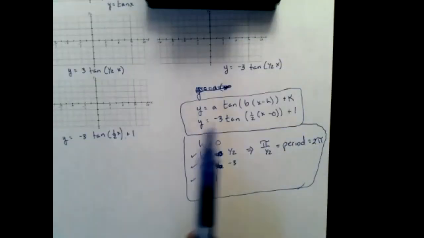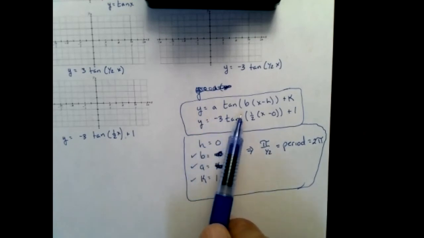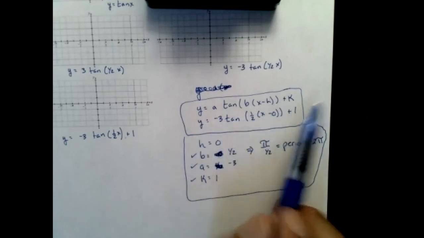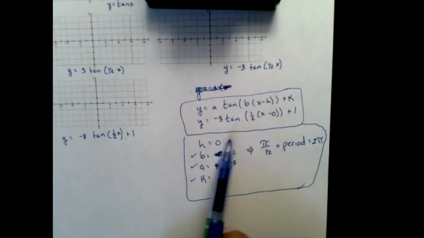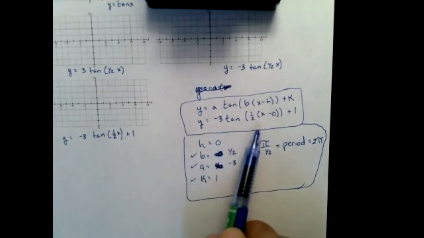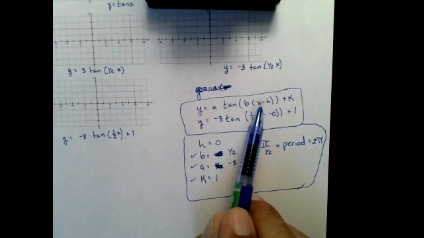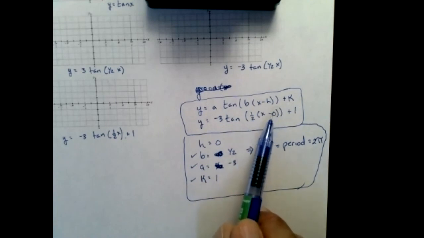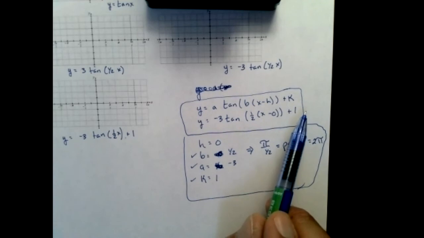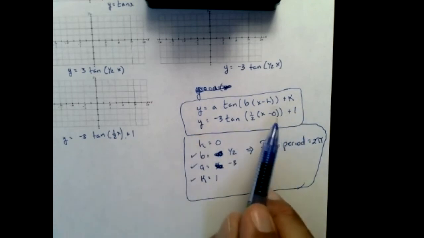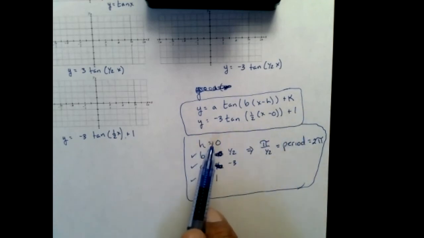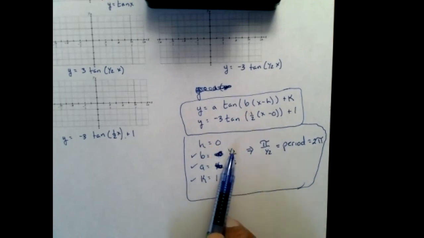Okay, so my original equation was y equals a tangent b(x minus h) plus k. And I wrote y equals -3 tangent (1/2)(x minus 0) plus 1, because I pulled the 1/2 out. H is 0, I don't have to graph it. That was my default. B is 1/2.